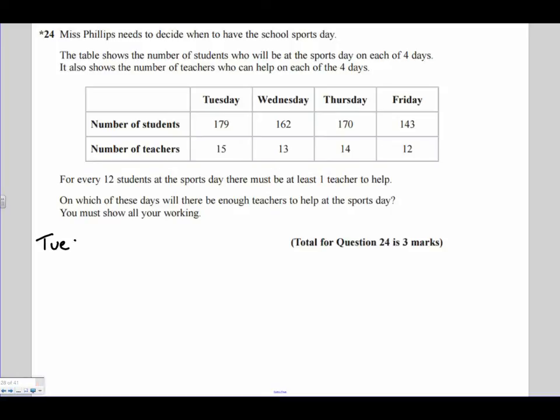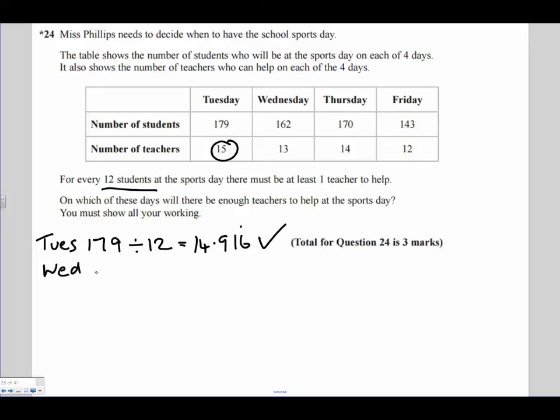So let's do each of the days in turn. If we look at Tuesday, we have 179 students. So if we divide this by 12, because we need a teacher for every 12 students, it tells us how many teachers we need. So 179 divided by 12 equals 14.916 recurring teachers. Well, we have 15, so we can have the sports day on Tuesday.